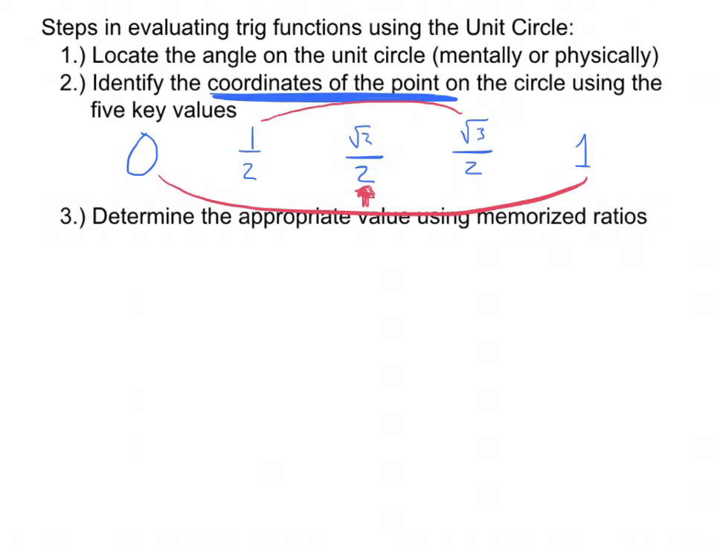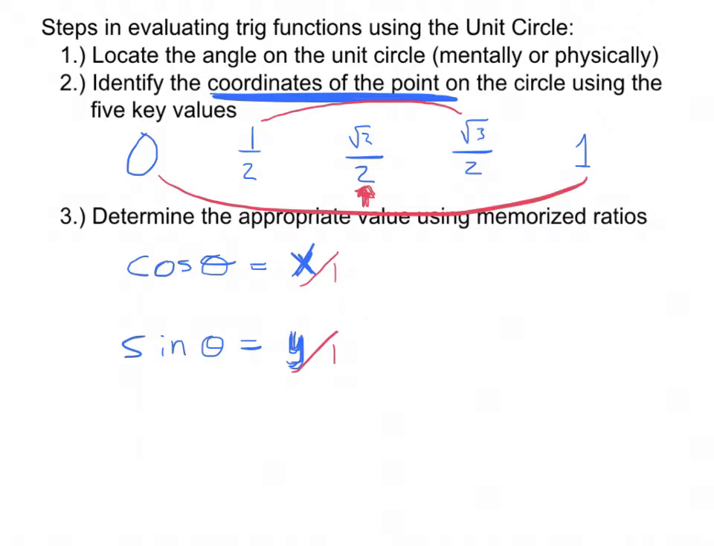And then the third thing is we have to determine the appropriate value using the memorized ratios, and I'm going to go over those right now. The first 2 ratios that are quite easy are sine and cosine. We know that the cosine of an angle is simply the x-coordinate on the unit circle. Similarly, we know that the sine of an angle is the y-coordinate on the unit circle. And technically, if you want a ratio for those things, I suppose it's x over 1, and it's y over 1. But realistically, we end up just going with the idea that cosine is the x-coordinate, sine is the y-coordinate. Okay?